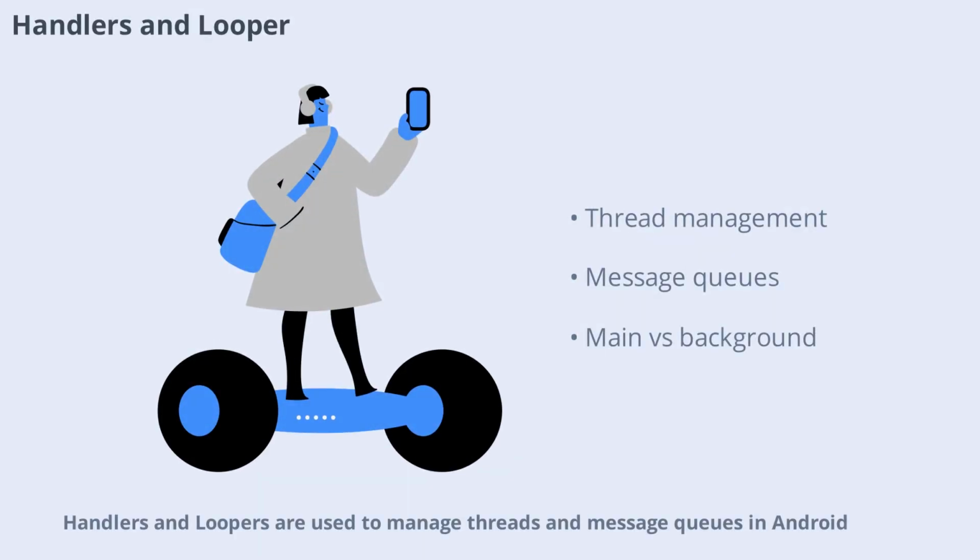Handlers and loopers are used to manage threads and message queues in Android. Interviewers may ask you to explain how they work together to process messages on the main or background threads. Understanding these concepts is key for advanced threading scenarios.